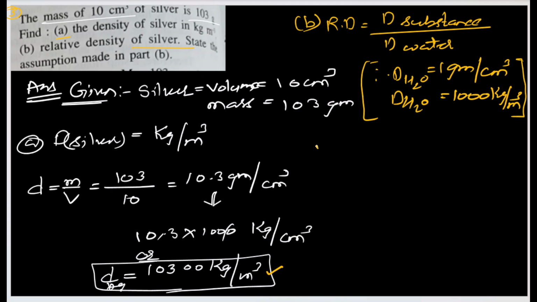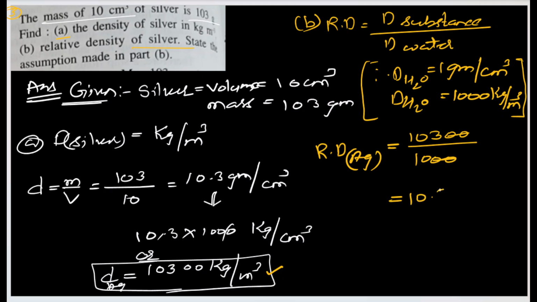Now we need to put the values here. RD of silver, I am representing by the symbol Ag. D, density of substance in kg per meter cube, is what we know, 10300, divided by 1000. So these zeros will cut. Now what answer will you get here? 10.3. Now tell me, does RD have any dimension or unit?